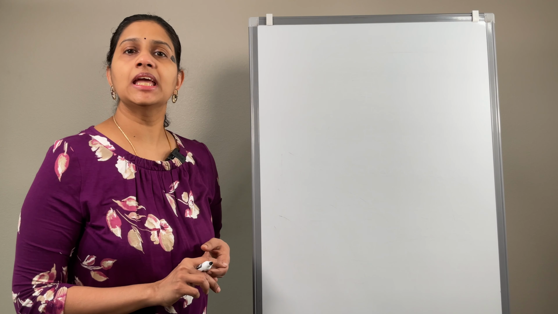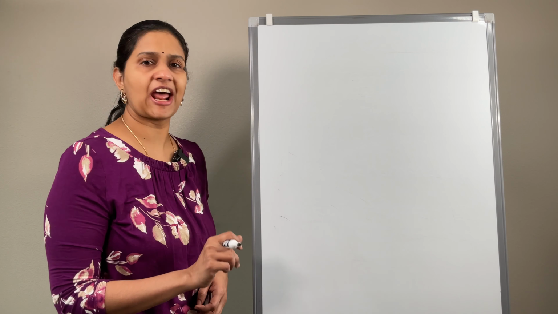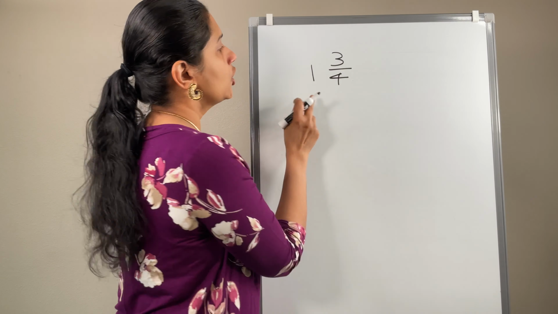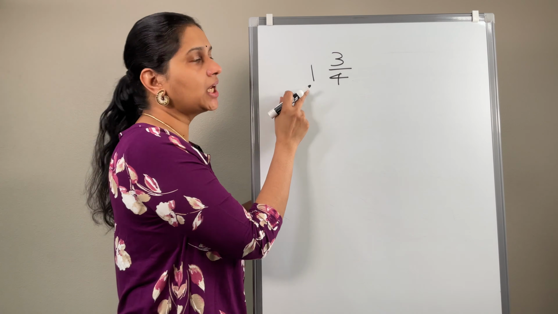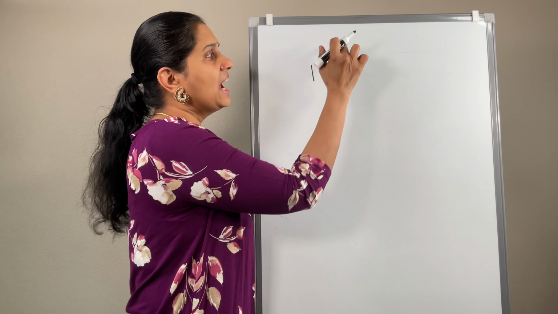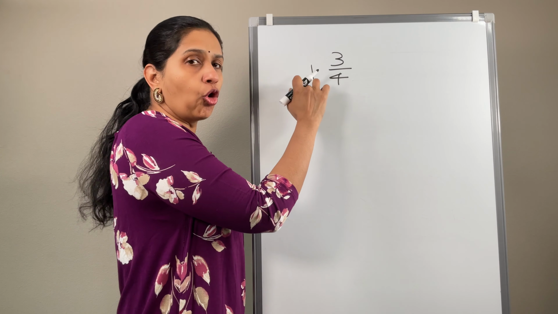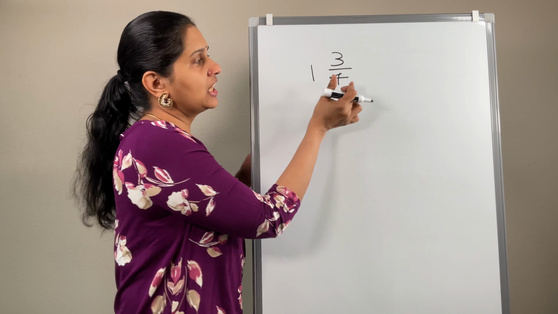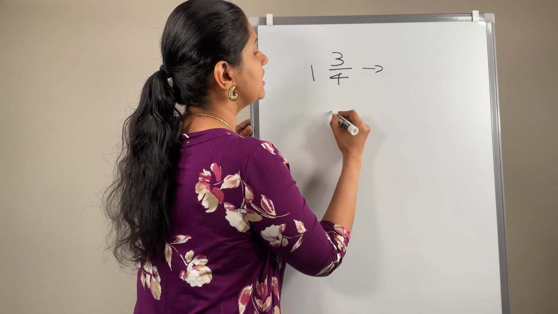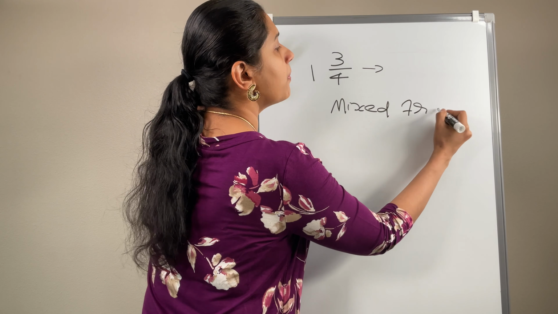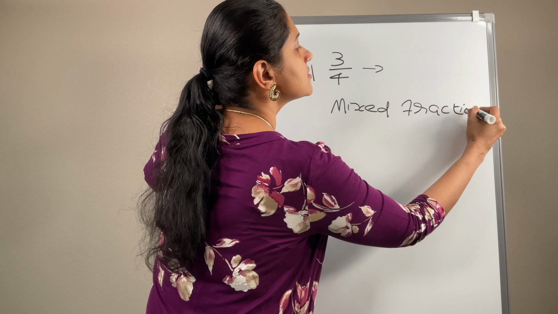Next we will see what a mixed fraction is. Say 1 3 by 4. You can see the number 1 here is called a whole number, and this 3 by 4 is a fraction. A combination of a whole number and a fraction is referred to as a mixed fraction. This type of number is called a mixed fraction.